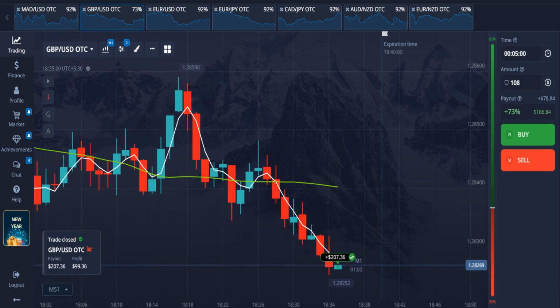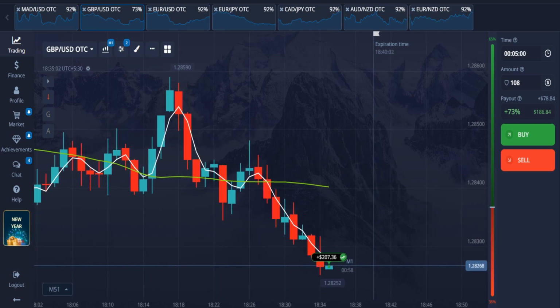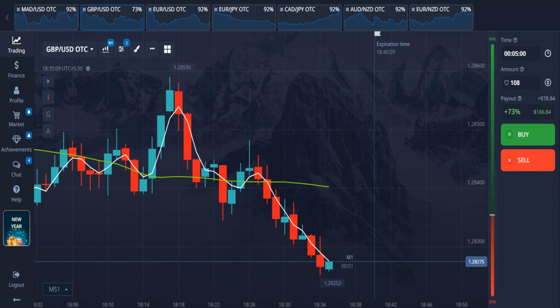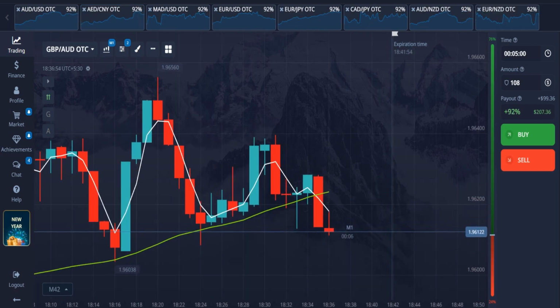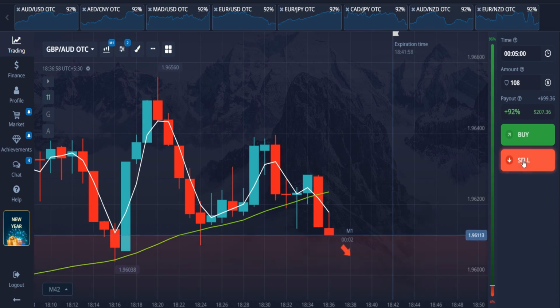We've won this trade. This is the power of using a solid and simple strategy like the SMA crossover method. But we're not done yet. Let's stay focused and find the perfect setup for our next trade. Keep watching to see how we apply this strategy live, step by step.